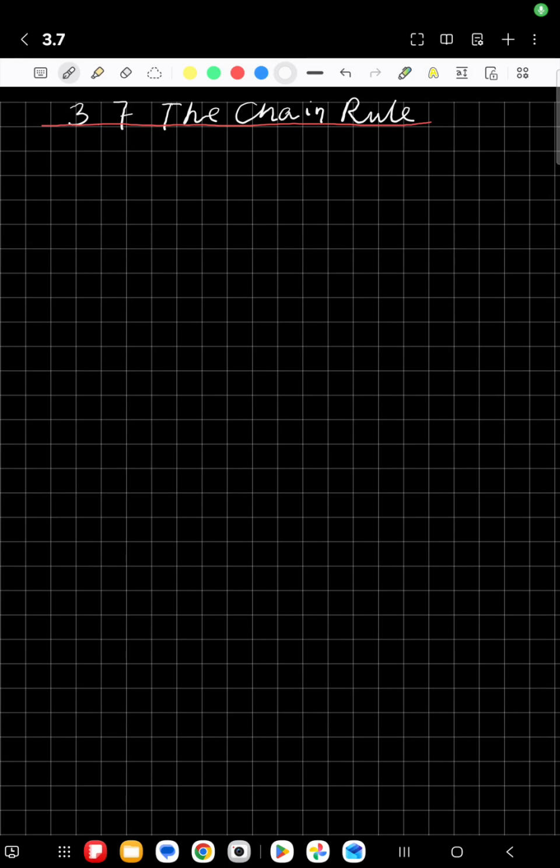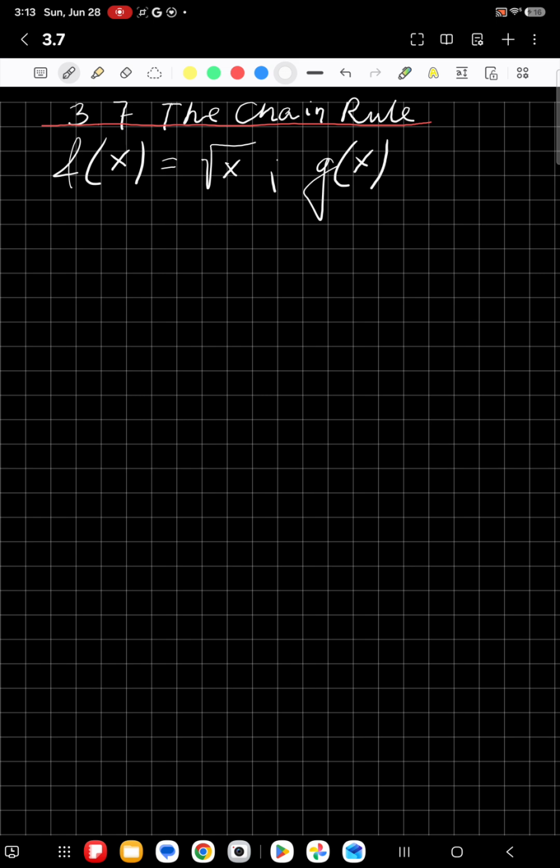Okay, so this is 3.7, the chain rule. This is another method of calculating derivatives, and it applies to composition functions. So for example, something like this. Let's say I have two functions: f of x, the square root of x, and g of x, which is 3x plus 1.